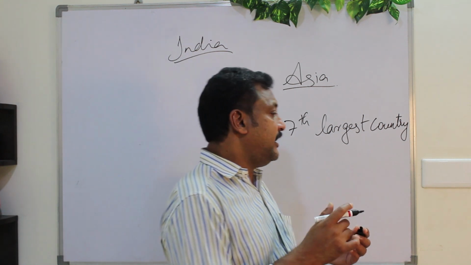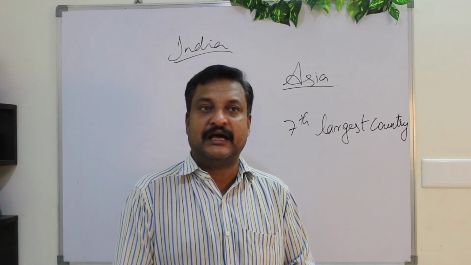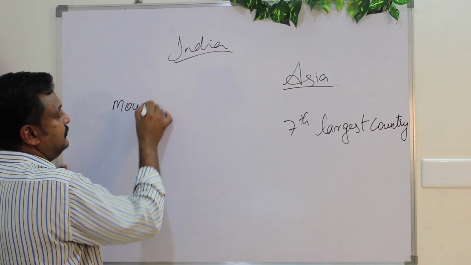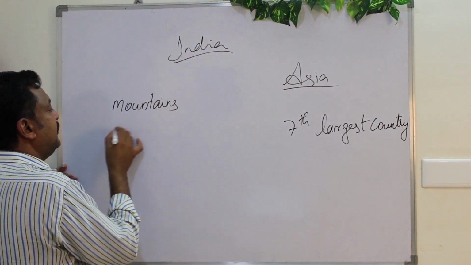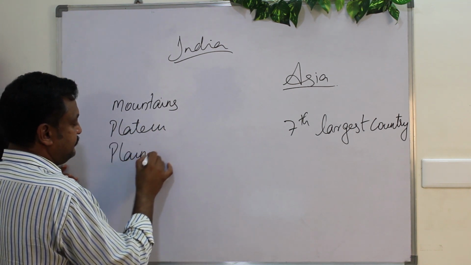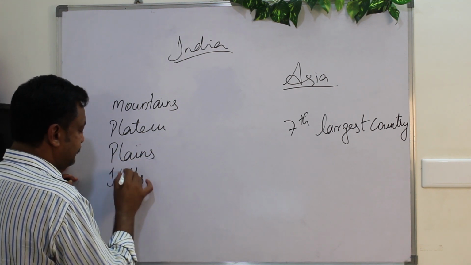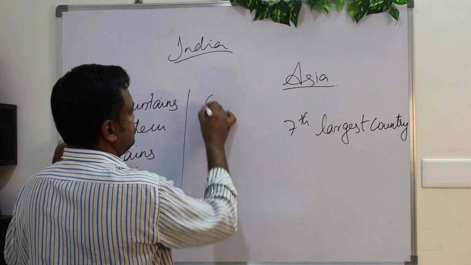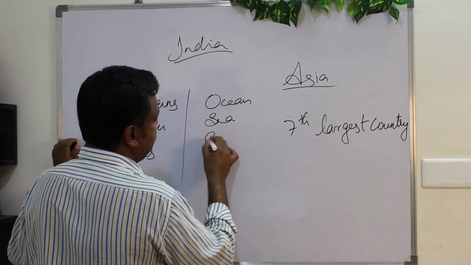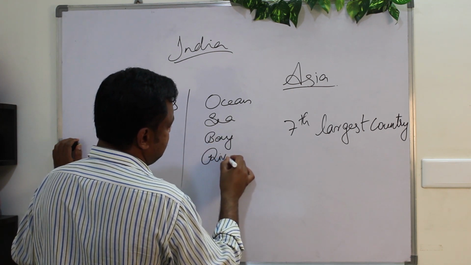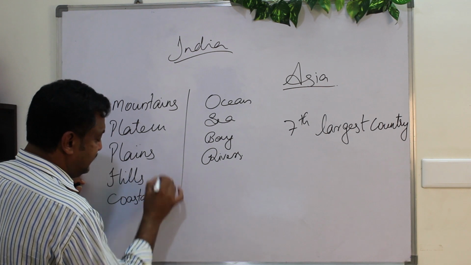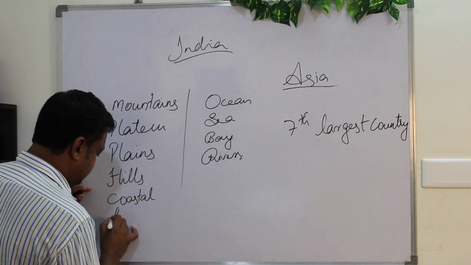And India has almost all the major physical features. We have mountains in India. We have a plateau. We have plains. We have hills. Then we have ocean. We have a sea, Arabian Sea. We have the Bay of Bengal. We have a lot of rivers. Again here we have a coastal area, coastal plains. We have a desert.